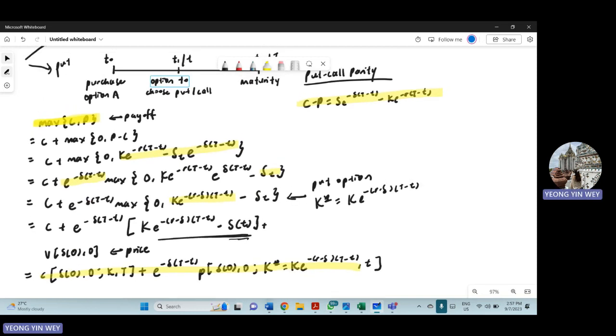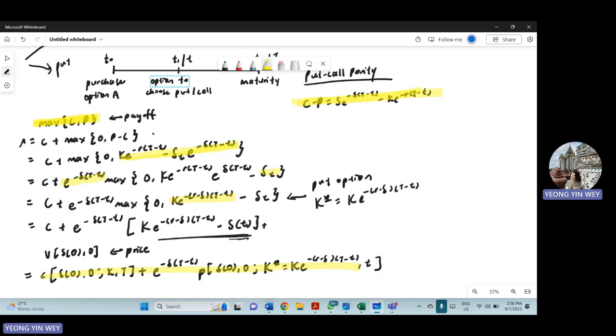For the payoff of the maximum of call option and put option, we can take out the call C. So it is equal to C plus maximum of 0, P minus C. We have the put-call parity formula, which is C minus P equals S e^(-delta T) minus K e^(-rT). We substitute it into the equation for P minus C, we just exchange it, take the constant out, and we are left with the S_T here. Next, we combine the negative r and the delta, then we have maximum of 0, K e^(-(r-delta)T) minus stock price.